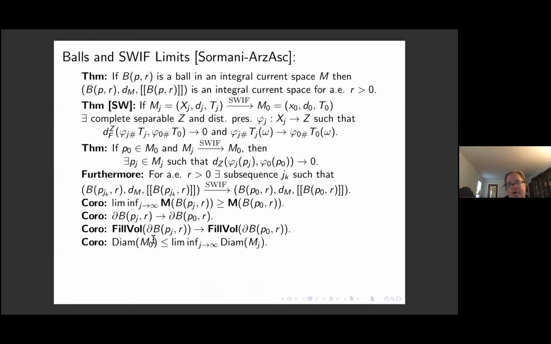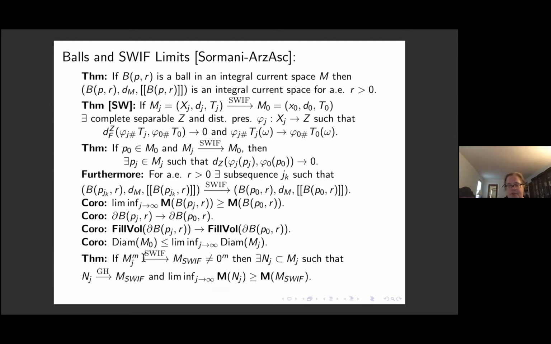The diameter of M0 is also less than or equal to the limit of the diameters of the MJs, which is also true for the balls, because we have these distances. It's possible there are points in the MJs that disappeared at the tips of wells. So these diameters could be significantly larger than this final diameter. There's only a limit.